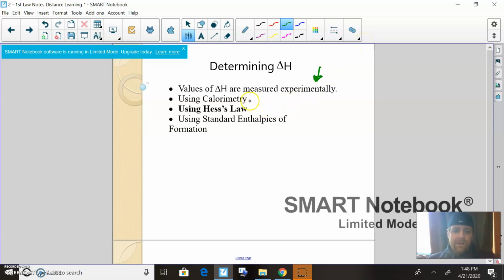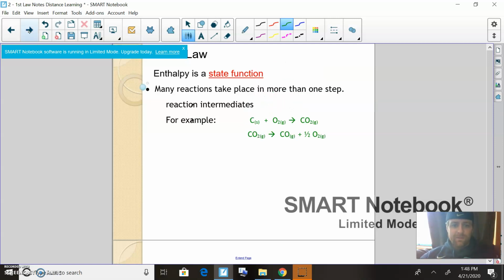The other thing is calorimetry. That is learning target 5, and we'll talk about that later. This is learning target 4, and Hess's law is learning target 3. So we're going to talk about how to determine delta H. There are a lot of different ways to determine the heat of a reaction, and that's one of them.